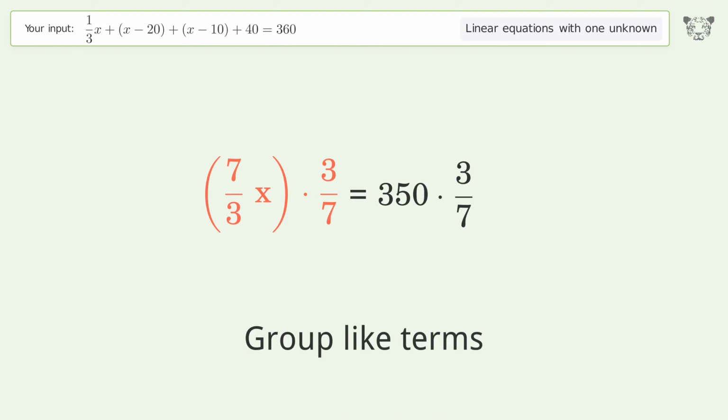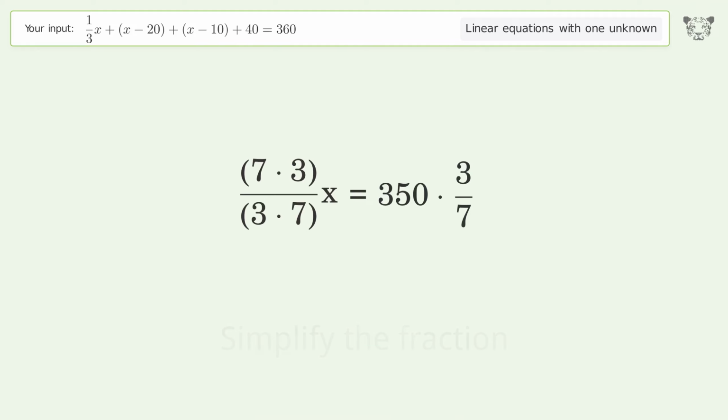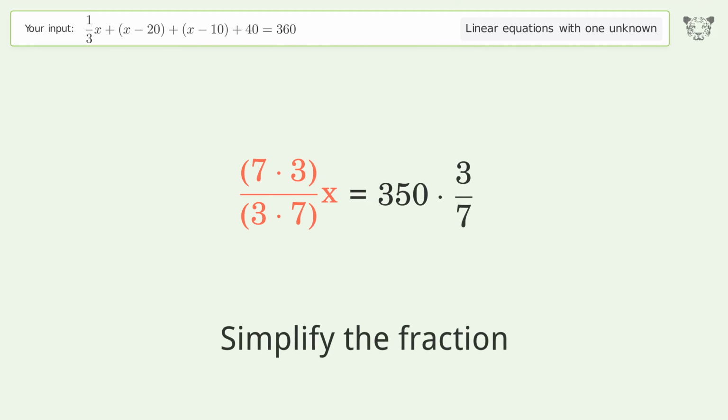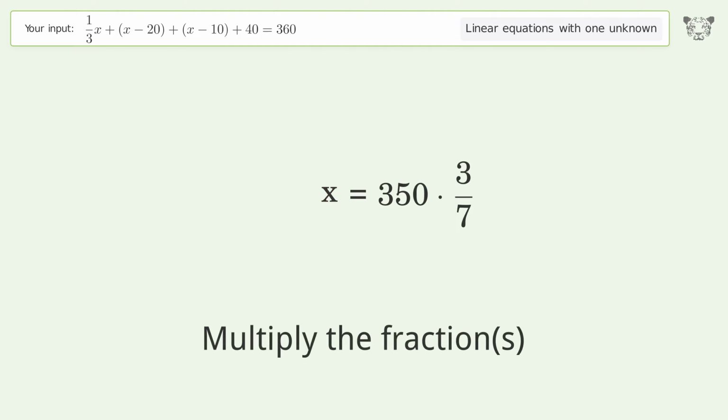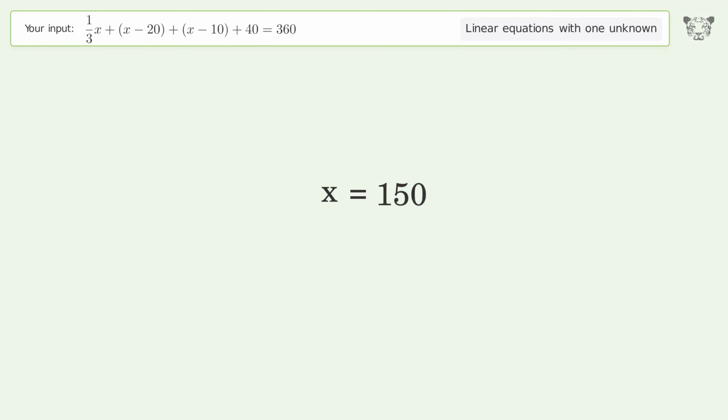Group like terms. Multiply the coefficients. Simplify the fraction. Multiply the fractions. Simplify the arithmetic. And so the final result is x equals 150.